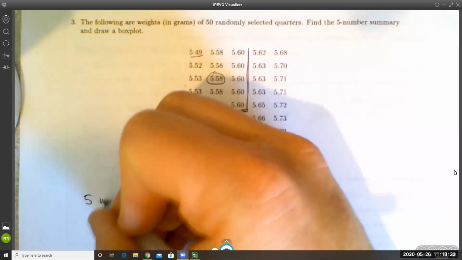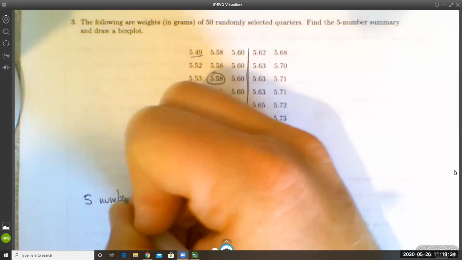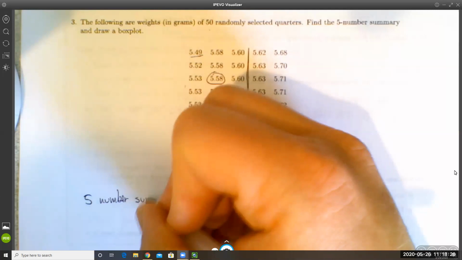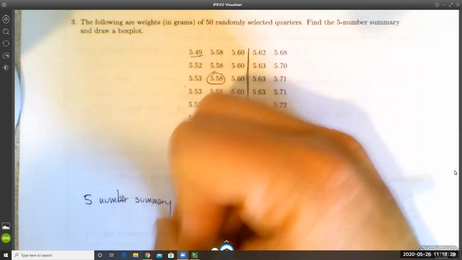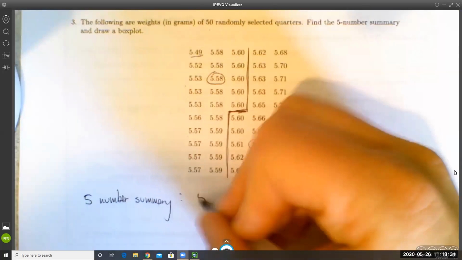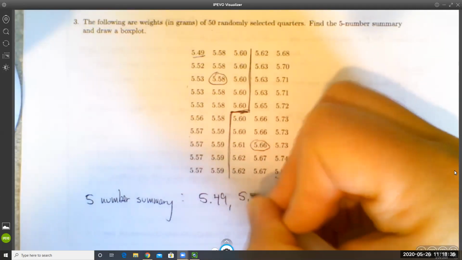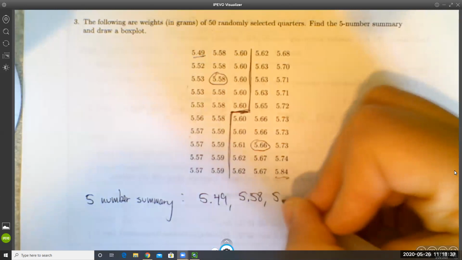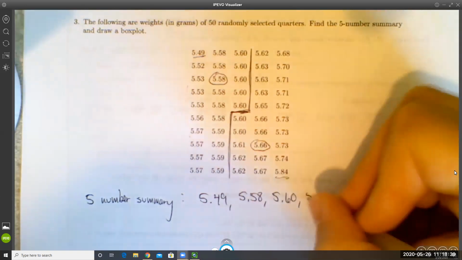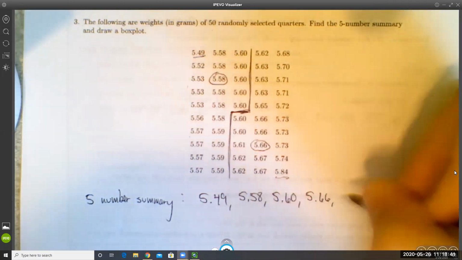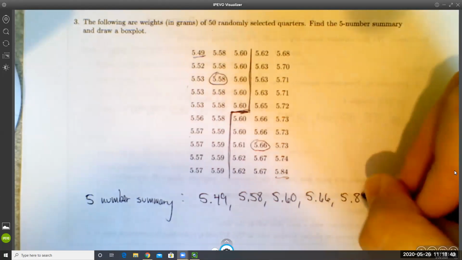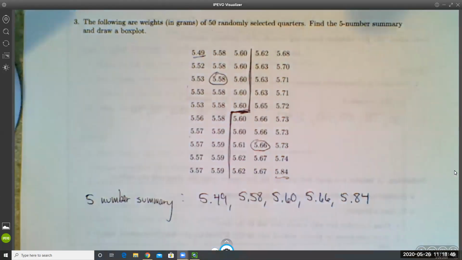So my 5-number summary is going to be minimum, Q1, Q2, Q3, and maximum. And that's that.